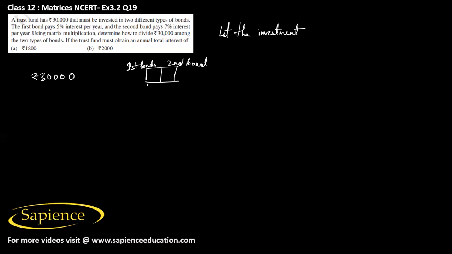And so if the investment in the first bond is rupees X, then the investment in the second bond should be rupees 30,000 minus X. So here it is told that the first bond pays 5% interest per year. So 5% simple interest per year. And the second bond, it pays 7% simple interest per year.